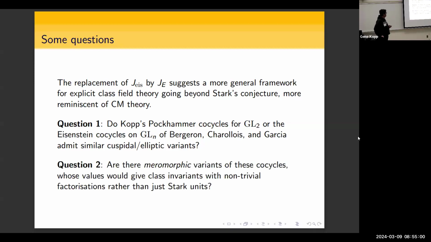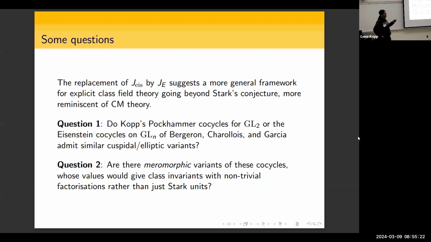And another question is whether there might be meromorphic variance of these cocycles. So the point is that in CM theory, you're allowed to take any meromorphic modular function on your Shimura variety and evaluate it at a CM point. And as long as the CM point is not in the locus of poles or zeros of the thing, you get an interesting class invariant. But with a non-trivial factorization, so certainly not a Stark unit.